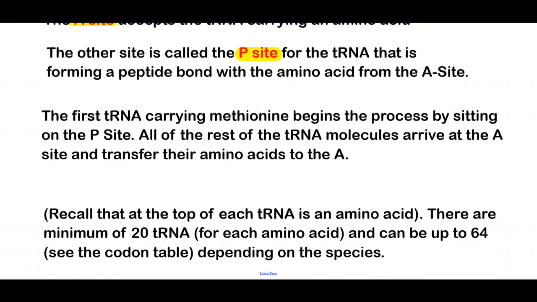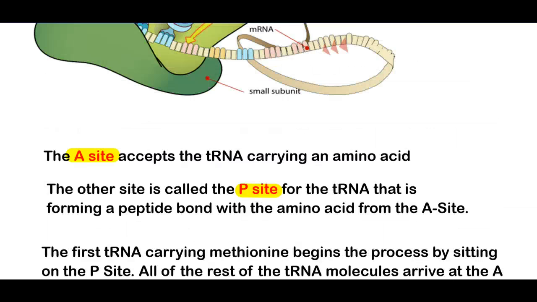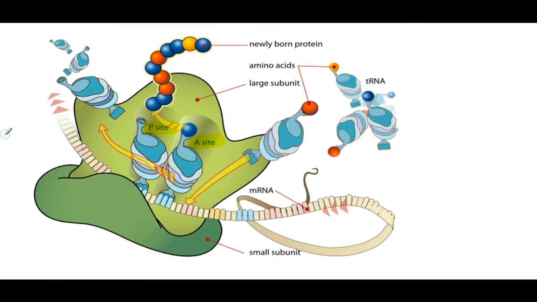You should know the difference between the P and the A site, definitely, and what their job is and how it differs. Okay, the first tRNA carrying methionine begins the process by sitting on the P site. All of the other remaining tRNAs arrive at the A site. So remember we said that the very first tRNA that's going to come in, or the very first amino acid of every single chain, is always methionine because that is our start codon. That guy is always going to come in and sit on the P site, and it stays there. It's the new tRNAs that are coming in to join their existing amino acids that use the A site to do that.